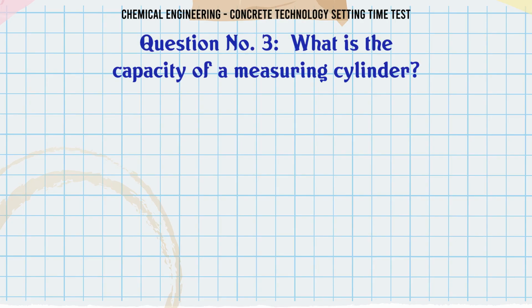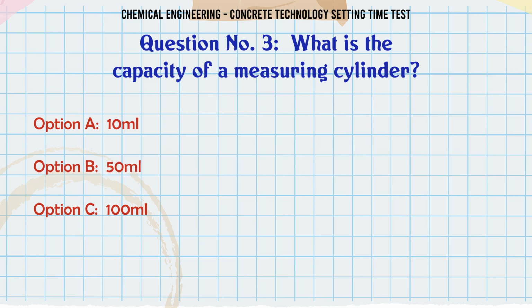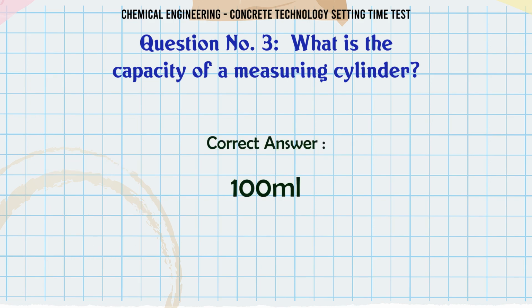What is the capacity of a measuring cylinder? A 10 milliliters, B 50 milliliters, C 100 milliliters, D 1000 milliliters. The correct answer is 100 milliliters.